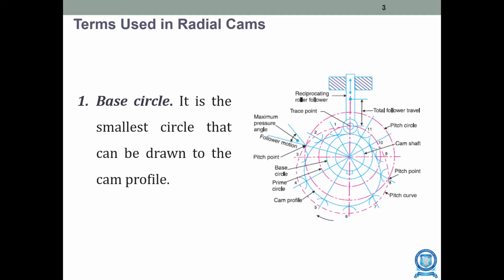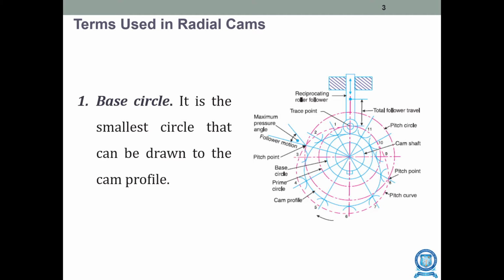Please just see the diagram. You can see a reciprocating roller follower. You can see the various follower motions, pressure angle, base circle, prime circle. These are the various terminologies used in radial cams. You can see the follower travel, that is the sliding movement, how much it has traveled. Next, the pitch circle, where the camshaft is available. The camshaft will be providing power to this. There will be a diagram depicting your follower motion, with a pitch curve and a pitch point.